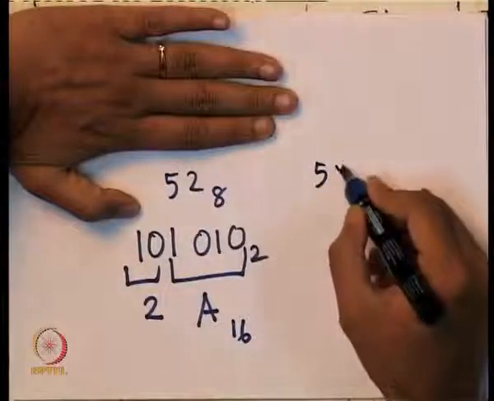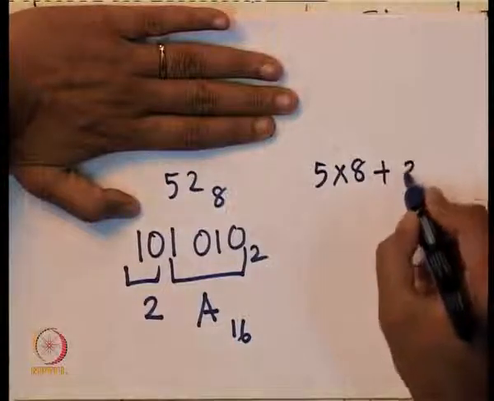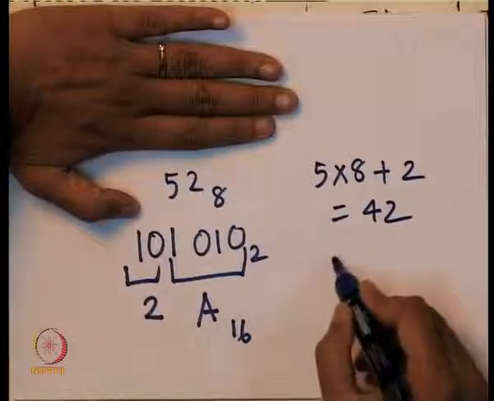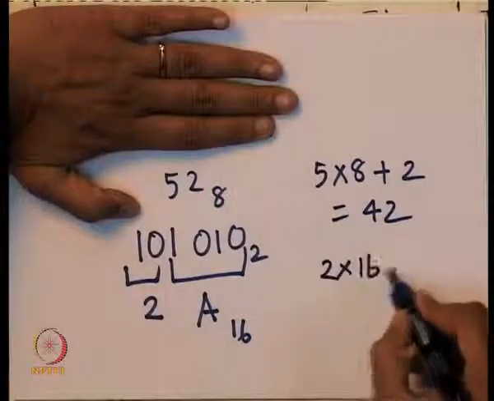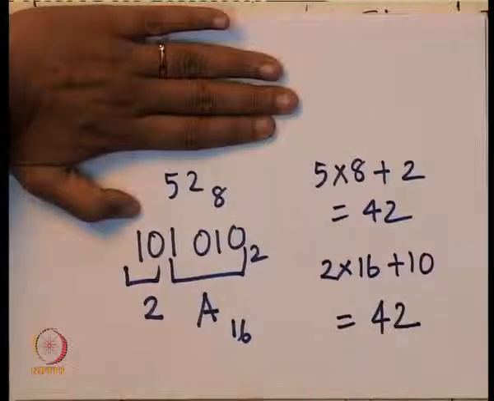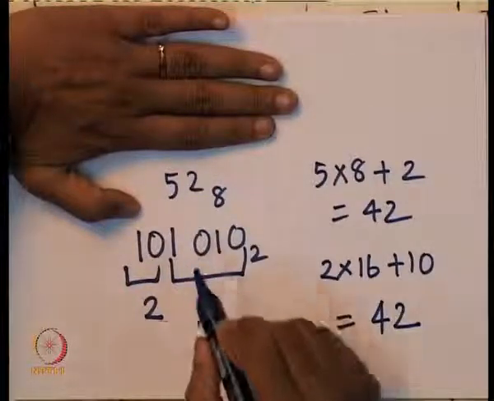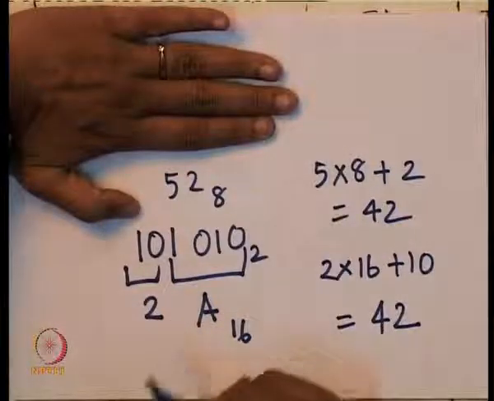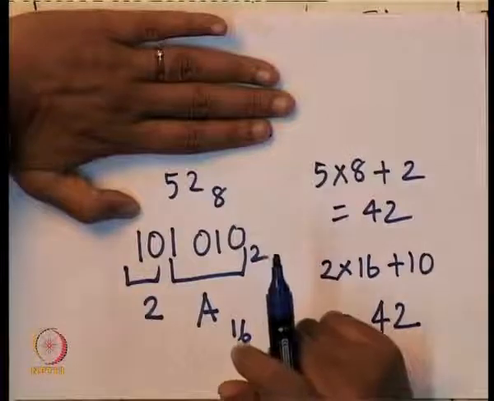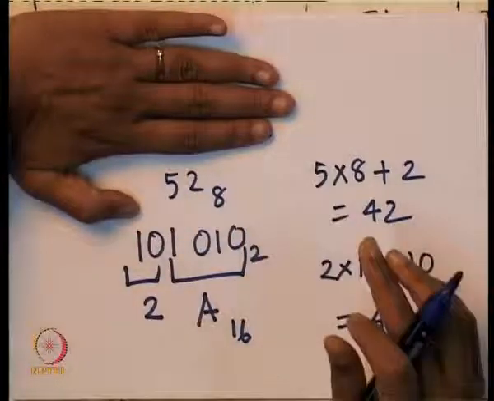We can verify that. 52 base 8 is 5 into 8 plus 2, that is 42, and 2A base 16 is 2 into 16 plus 10, that is also 42. So it is a fairly simple way to convert from octal to hexa or from hexa back to octal. You use the binary route because conversion to binary is easy, and then in binary you do a packing of 3 or 4 appropriately.